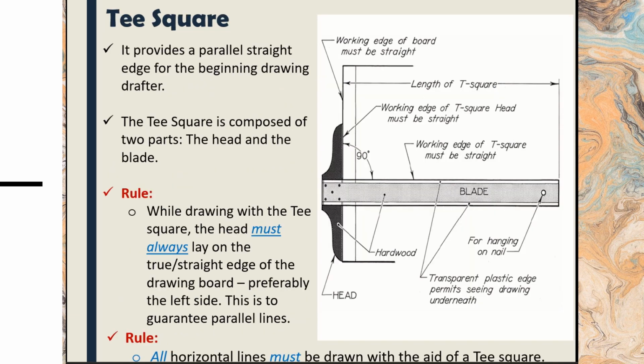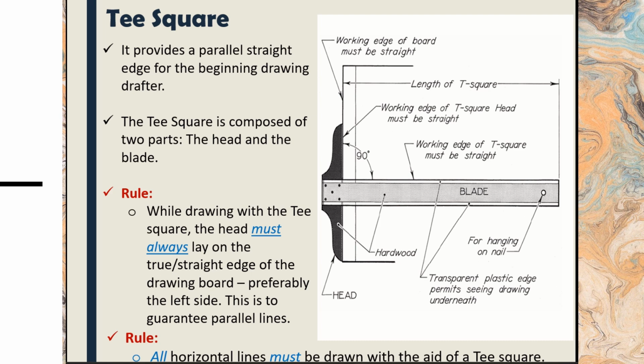Okay, we also look at the T square. The T square is a very important tool in engineering drawing. You cannot draw a horizontal line or a vertical line or inclined line appropriately without the use of the T square. The T square provides a parallel straight edge for the beginning drafter.